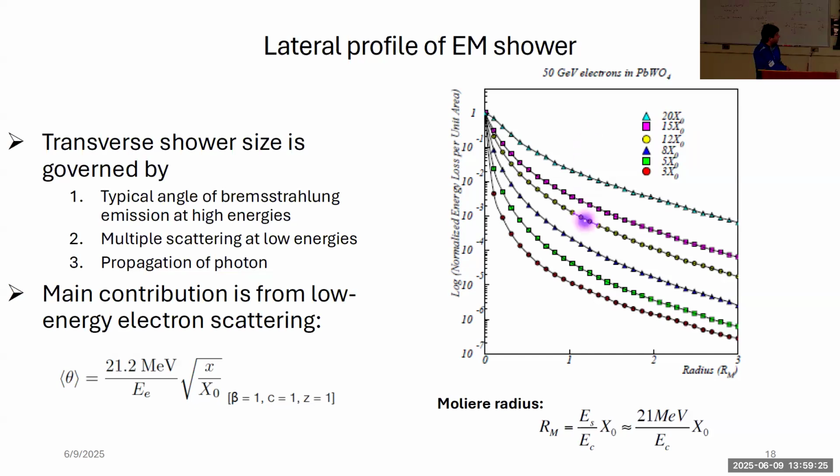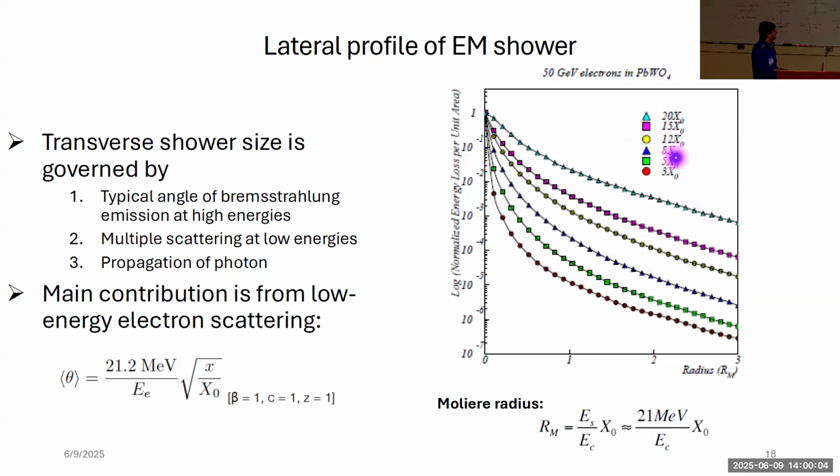And the important feature here is that this transverse size of the shower is basically governed by something we call the Moliere radius, which is again a function of the radiation length, but also a function of this critical energy. And you can see in these curves what this is showing is if you take a 50 GeV electron and you put it into a block of basically this tungstate crystal, this is how the energy profile looks as a function of longitudinal distance.